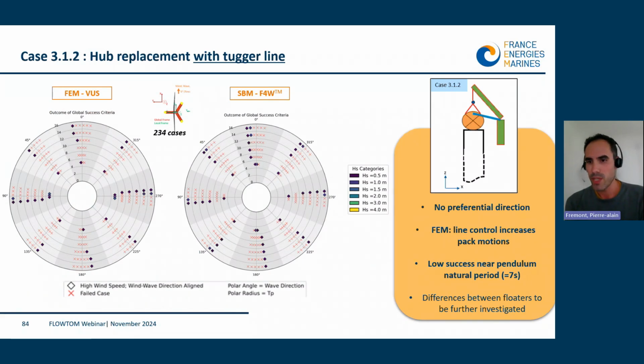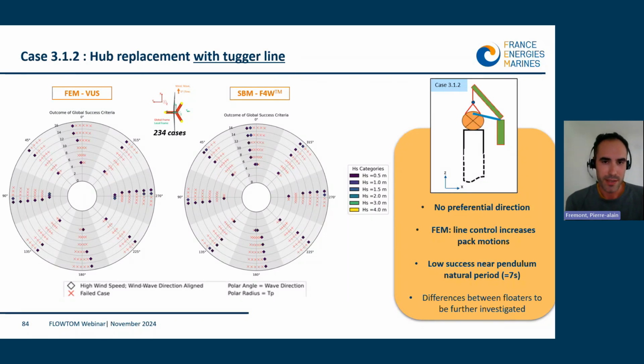So for this case, we also perform two sub-cases, one with tugger lines and one without. I will just focus on the second case with tugger lines. So as you can see, comparing the two plots for the Volturn US and the TLP, we have quite similar results as well. And there is no preferential direction.